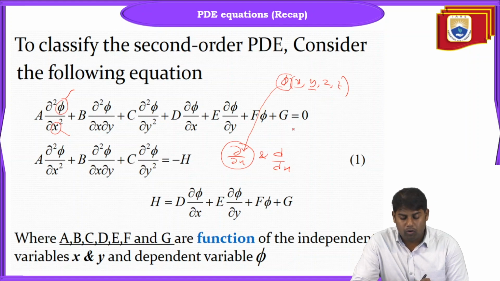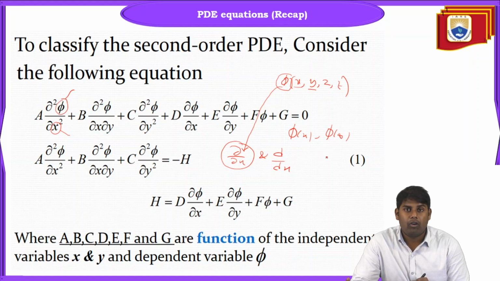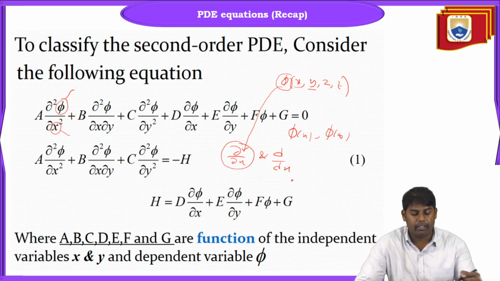When you have only phi of x, or phi of y, that is, if the dependent variable depends on only one independent variable, either x, y, or z, then we use d by dx. That is the difference.